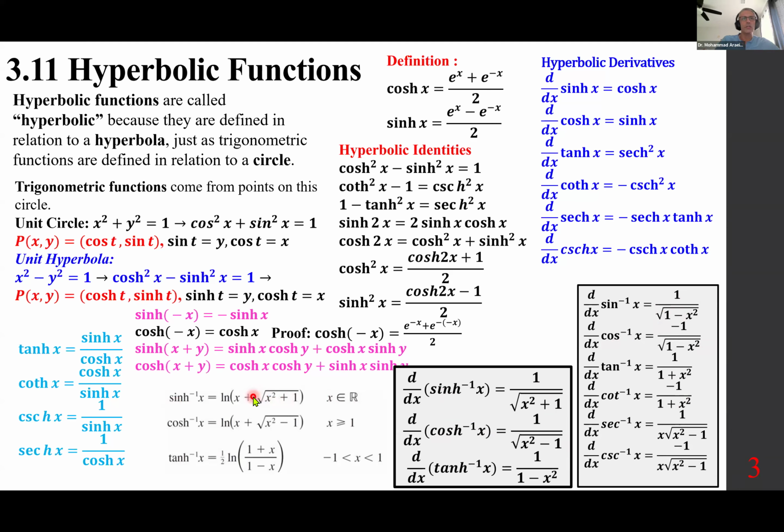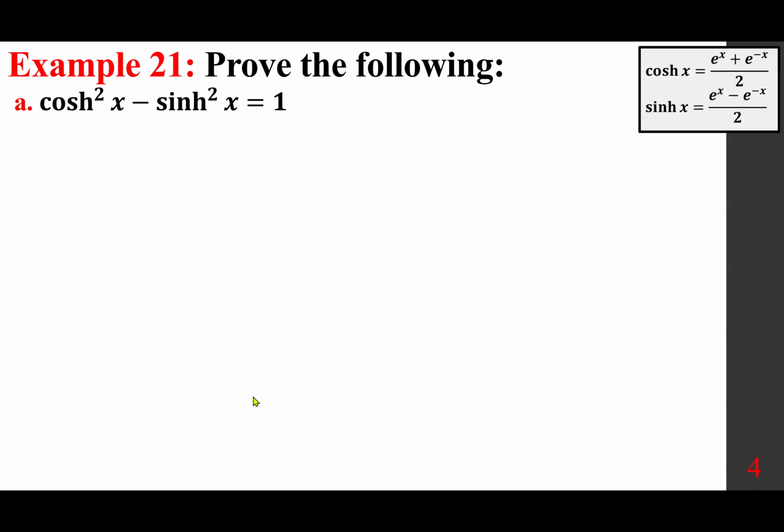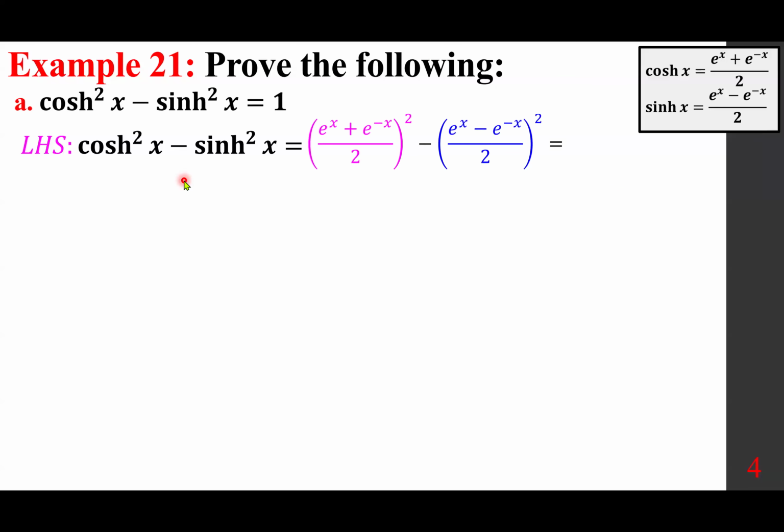Now, we're going to look at a couple of proofs here. So, for example, we want to prove that cosh squared minus sinh squared equals 1. As you recall, in trigonometry, in order to prove identities, we would start with the more complicated side. In this case, obviously, the left-hand side, cosh squared minus sinh squared. So we're going to replace the cosh with e to the power of x plus e to the power minus x over 2, and sinh with e to the power of x minus e to the power minus x over 2, and each one will be squared and negative in between.